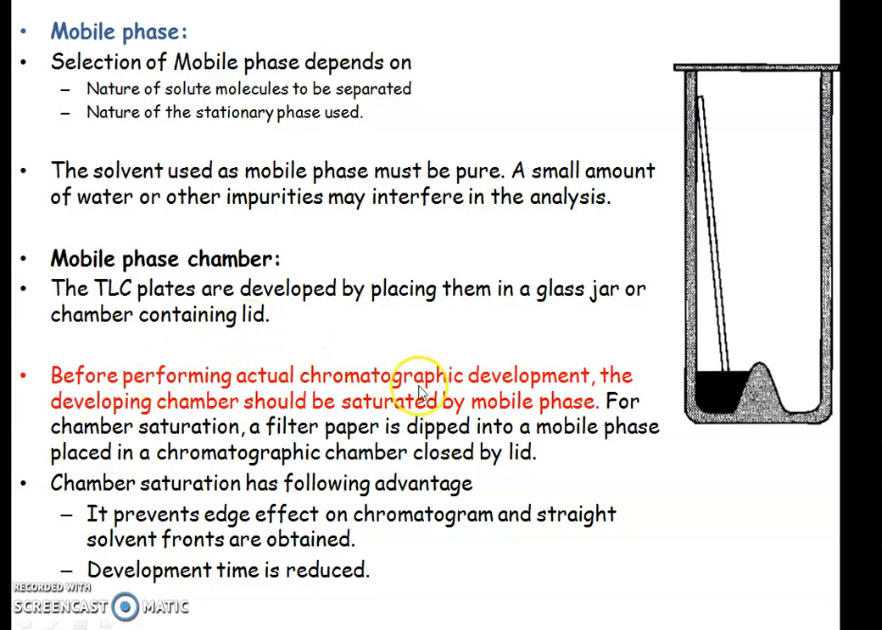Before performing the actual chromatographic analysis, the developing chamber should be saturated with the mobile phase. So before you actually carry out the development of the TLC plate, you should saturate the chamber with the mobile phase. For chamber saturation, a filter paper is dipped into the mobile phase and placed in the chromatographic chamber, which is closed by a lid. Chamber saturation has the following advantages.